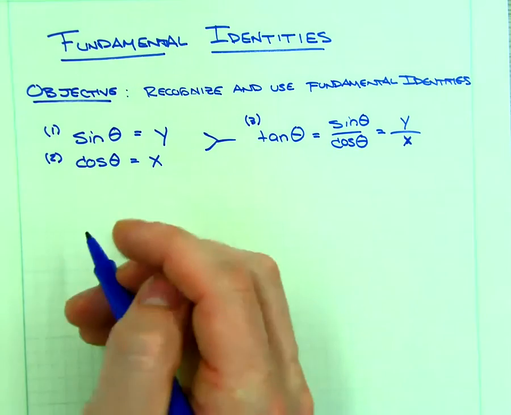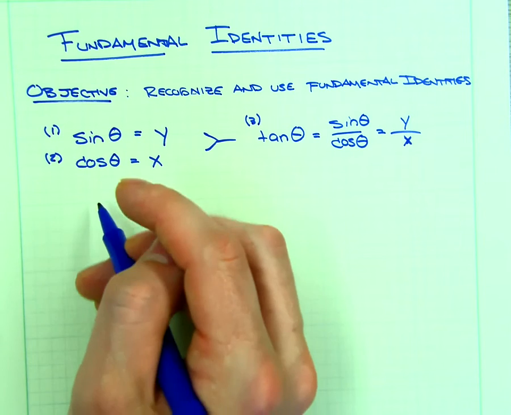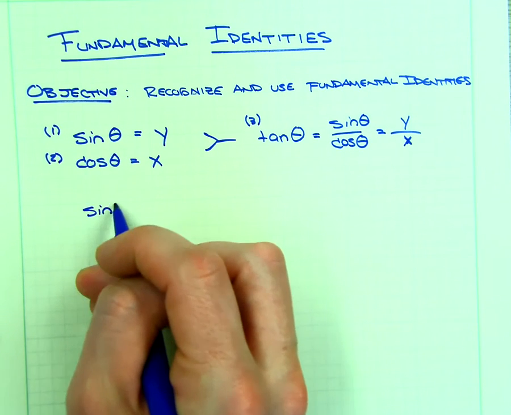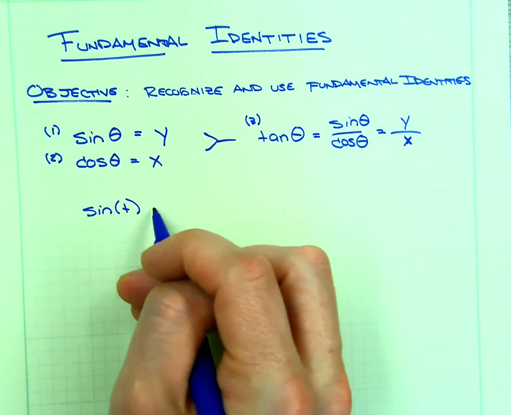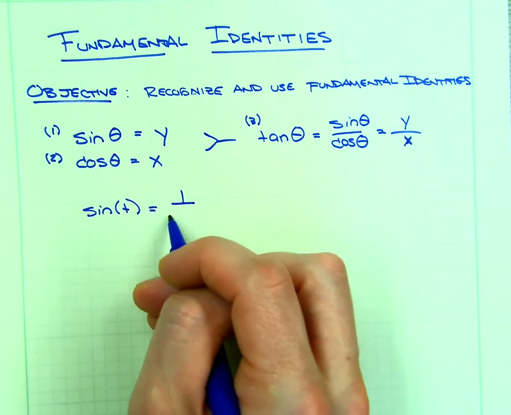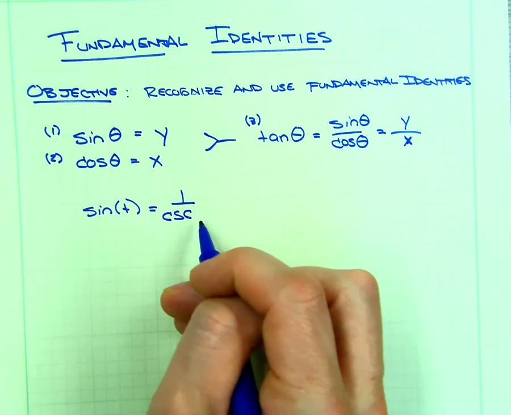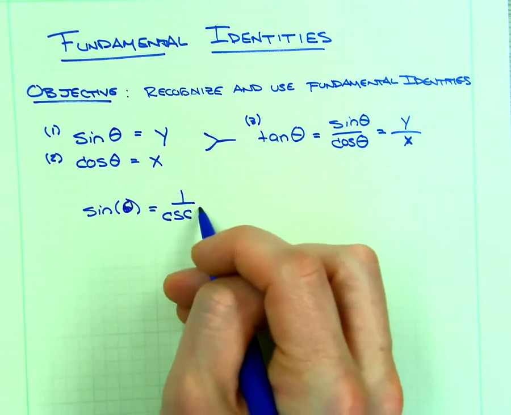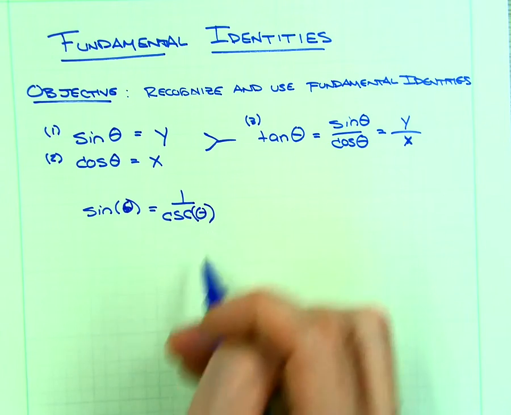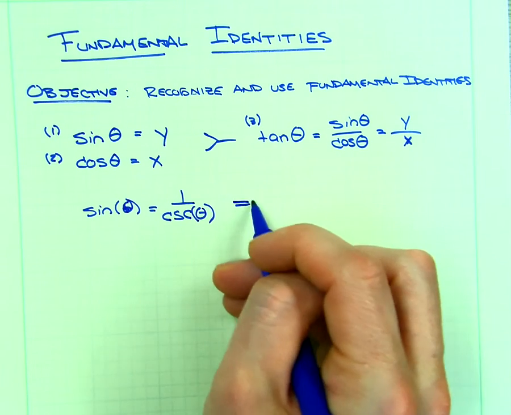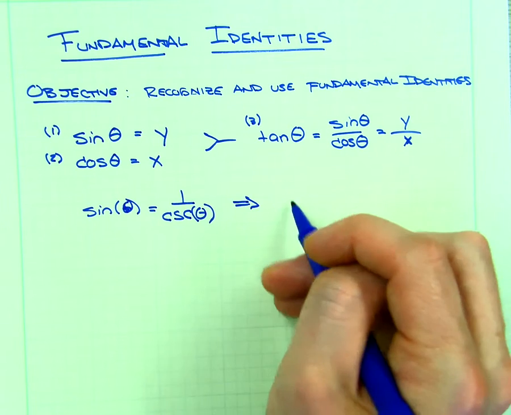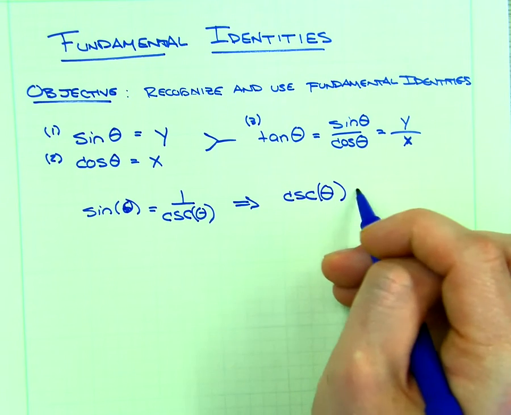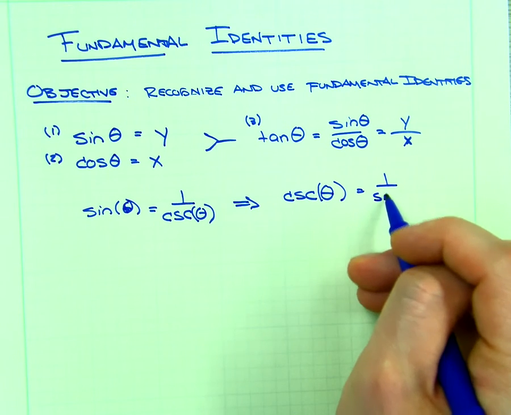Now the last 3 that I've got, 4, 5, and 6, they're just the same ones, but they're the reciprocals. Okay, so if I take the reciprocal of the sine of theta, somebody gave this function a name, and it's the cosecant of theta. So likewise, I can define the cosecant of theta, and that's just going to be equal to 1 over the sine of theta.